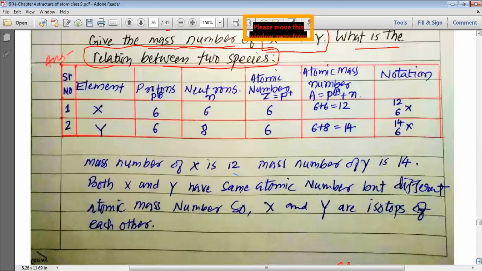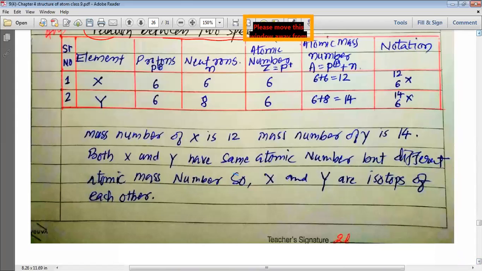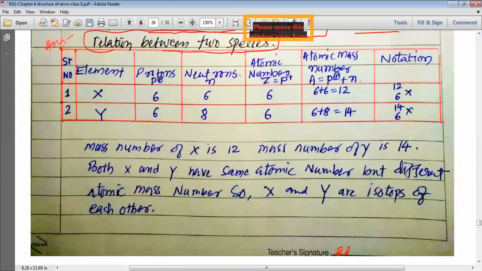So let us rewrite the question into a table. First we have the serial numbers 1, 2, then we have the two elements X and Y. Then the number of protons is equal to 6 and 6, both of them. The number of neutrons is equal to 6 and 8. And then we can calculate the atomic number. Atomic number is equal to the number of protons. So Z is equal to P. So the atomic number is 6 for X and the atomic number is 6 for Y as well.